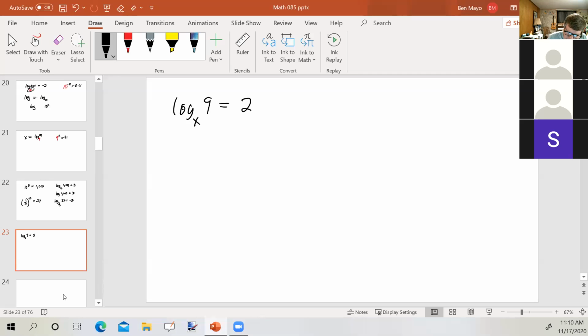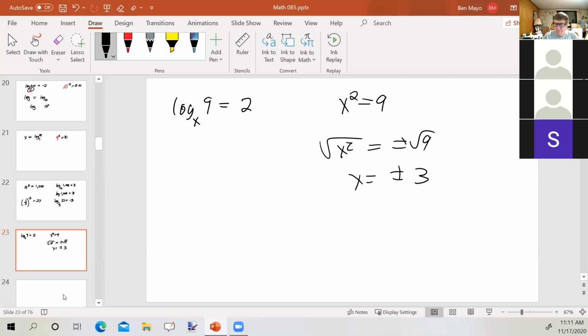Okay, so log base x of 9 equals 2. If I rewrite that in exponential form, that'll be x squared equals 9. Okay. Now, let's see here. How would I go about solving this thing? Well, let's go back 2 chapters ago where we took the square root of both sides. So x is plus or minus 3. Do you remember doing that back in chapter 9? However, this is not correct.